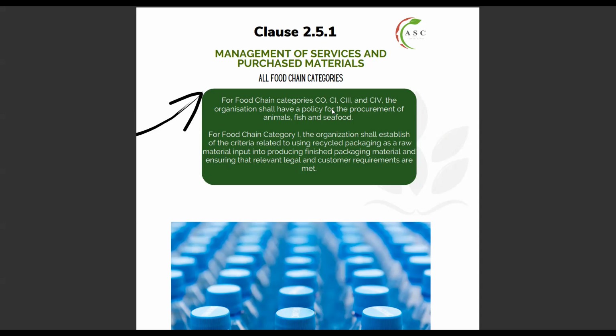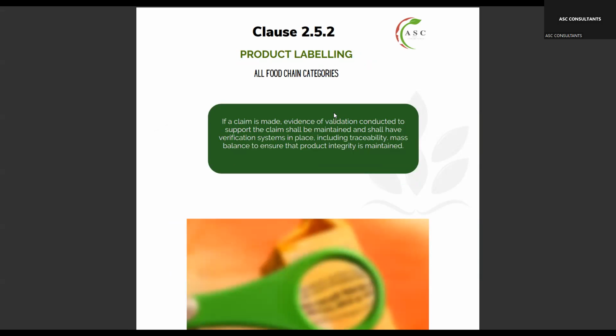Then for category I, in addition to clause 7.1.6 of ISO 22000:2018, the organization shall establish criteria related to the use of recycled packaging as a raw material input into the production of finished packaging material and ensure that relevant legal and customer requirements are being met. For those of you who are producing packaging, you'll see that throughout the world, there has been new legislation introduced that takes into account recycled packaging. In the EU, for example, that's one of the groundbreaking pieces of legislation introduced, I think, in September 2022. So if you do export to the EU and you are a food packaging company, you will need to look at this clause very closely and ensure that you align with these requirements.